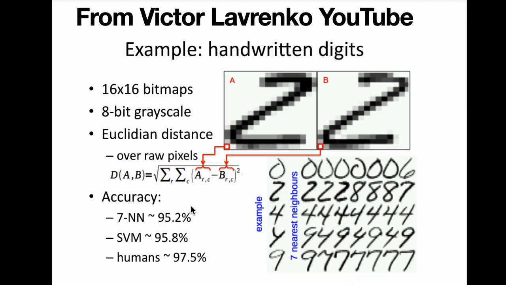SVM, that's the support vector machine. Very fancy math, hard to explain, much harder than the 7 nearest neighbors. That gets slightly better, 95.8%. So a small improvement. And humans are even a little bit better. Humans will get 97.5% accuracy.